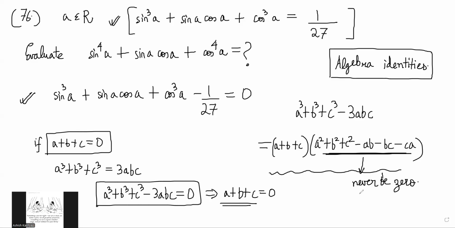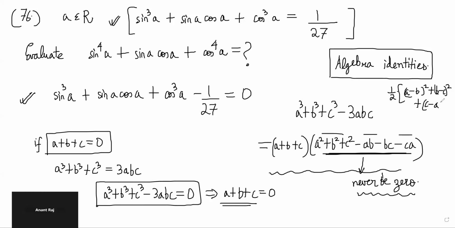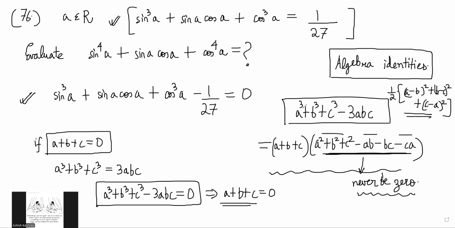Do you know or do you not know? Yes, I know that it cannot be 0, because it is the sum of three squares, right? It can be written as half of (a minus b) square plus (b minus c) square plus (c minus a) square. So if you know that the left hand side is 0, since this factor can't be 0, this must be 0, right?